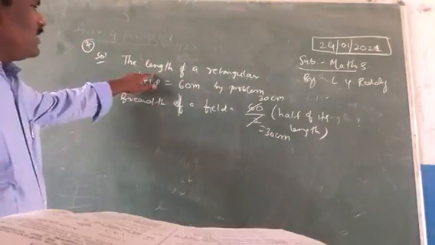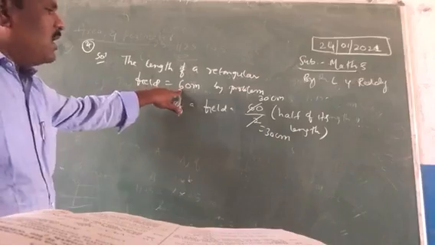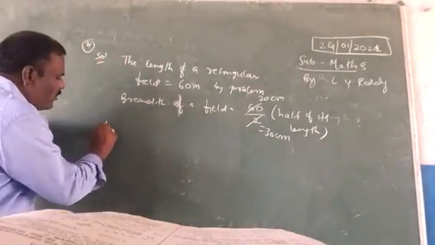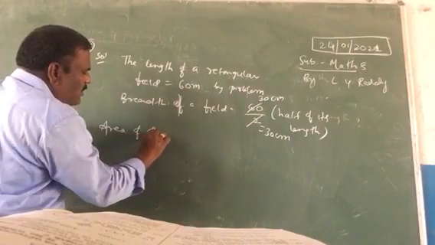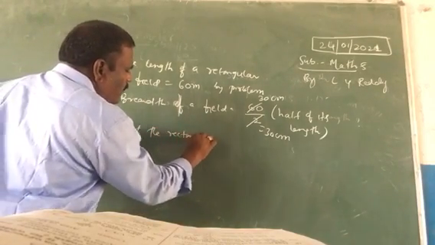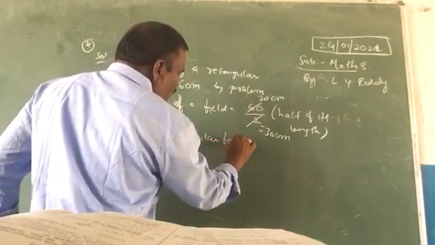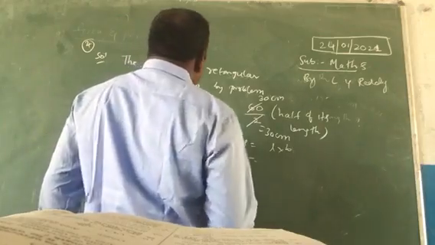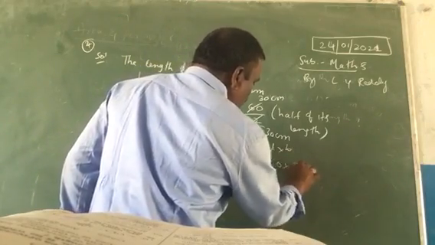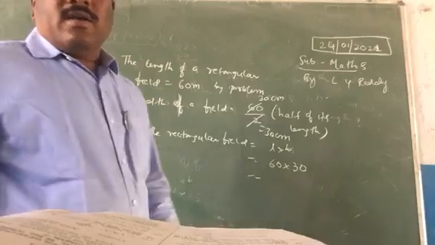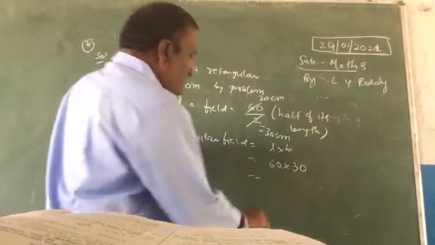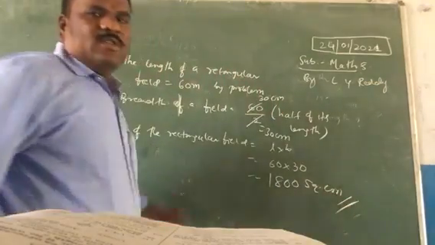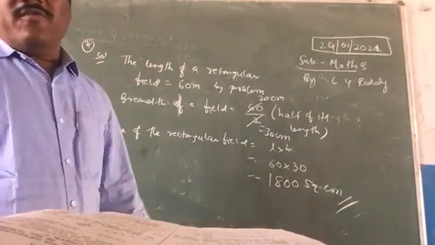Now we got the length of the rectangular field as 60 meters, and also the breadth of the rectangular field we got as 30 meters. Now the area of the rectangular field equals L into B. That is, L is 60 and B is 30, so 60 into 30 equals how much? 1800 square meters. This is the area of the rectangular field.